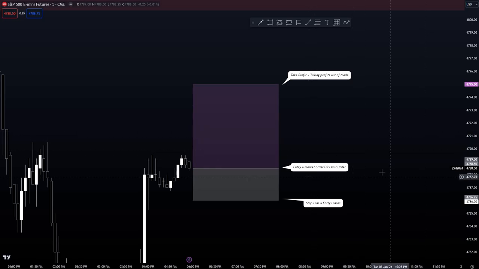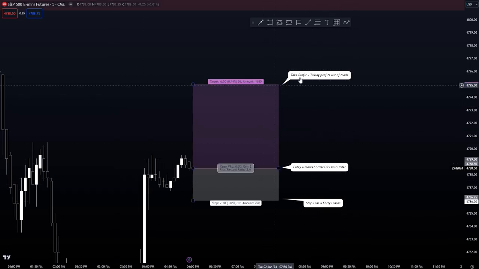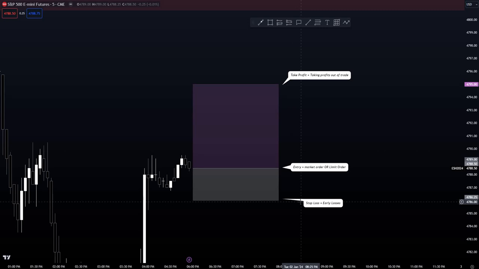So the three parts of a trading entry are your entry, which is either a market or a limit order; your stop loss, which is taking your losses early so you don't get in more drawdown; and your take profit, which is taking your profits out of the trade when you hit this price point. Those are the three parts of a trade entry. And the opposite would be true for a short. Your stop loss would be up here, and your take profit would be down here.